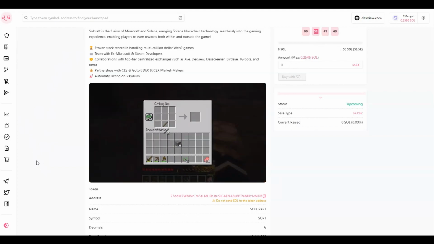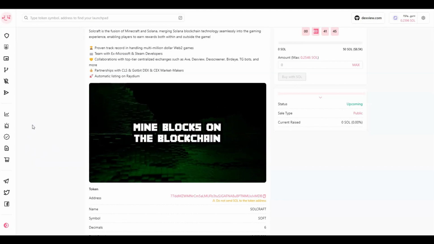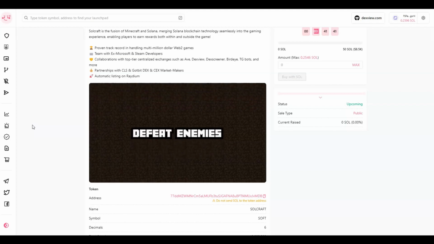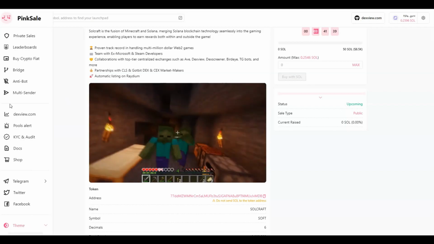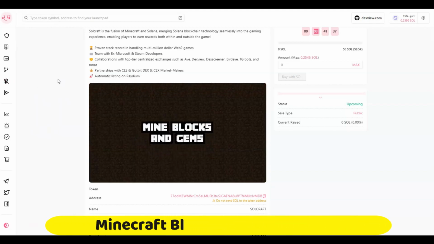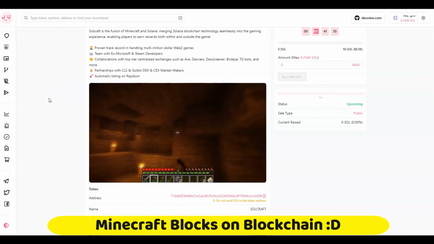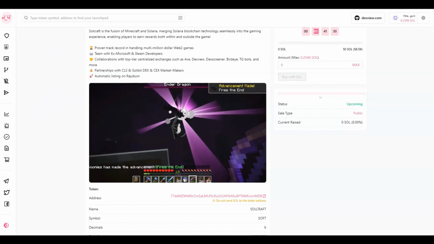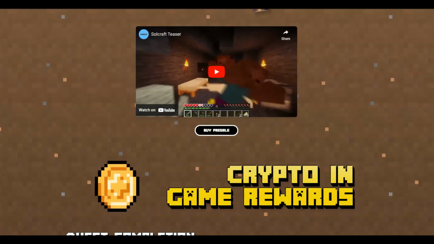It's the same as Minecraft, everything is the same. You're mining blocks on the blockchain, which is truly a funny thing to have blocks, the same as transaction blocks in Solana, and you've got blocks in Minecraft. So basically, let's go to the details here.